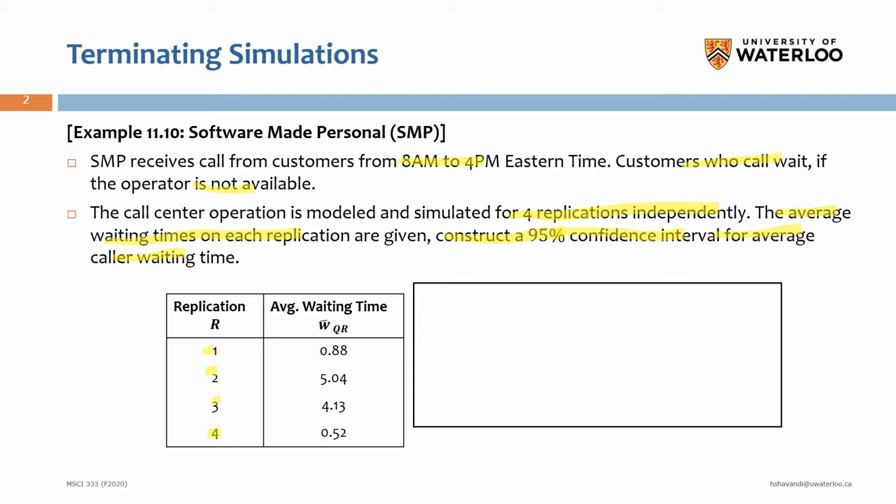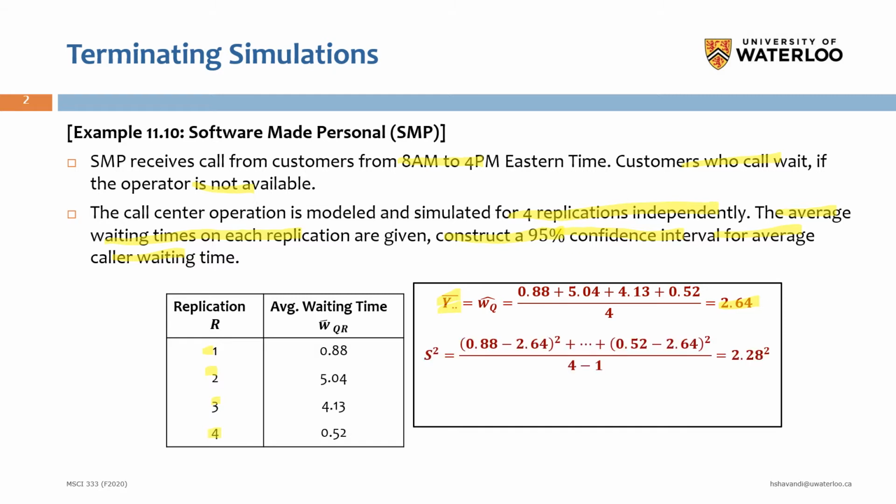So based on the equations that we have, at first we can obtain the y bar dot dot. It will be the total average waiting time over the replications. So it's 2.64. It's actually the point estimation of the average waiting time for a caller. Okay, so that's the point estimation. So we want to have a confidence interval in order to know about the error.